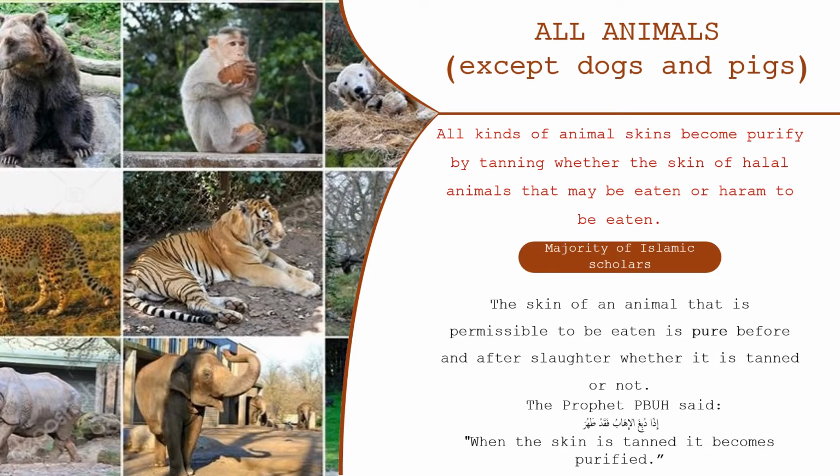Accordingly, any skin that has been tanned comes under the ruling of purification, whether the animal is absolutely pure or impure. The majority of Islamic scholars' opinion is that the skin of animals permissible to be eaten is pure before and after slaughter, whether it is tanned or not. The dalil for this opinion is based on the following hadith, which means when the skin is tanned, it becomes purified.